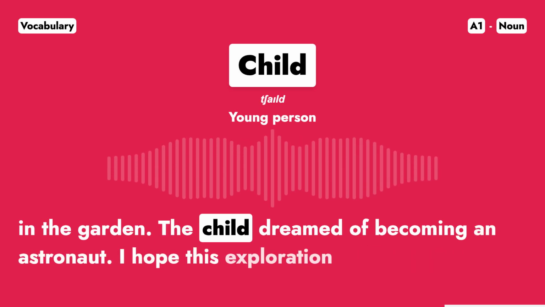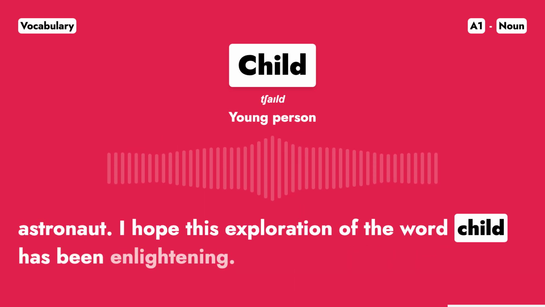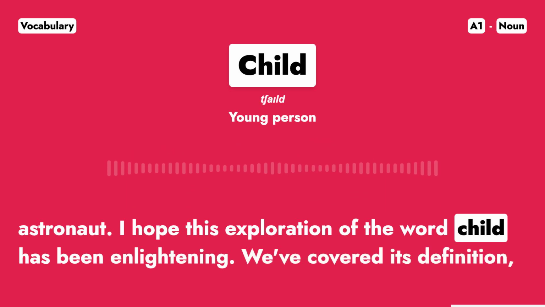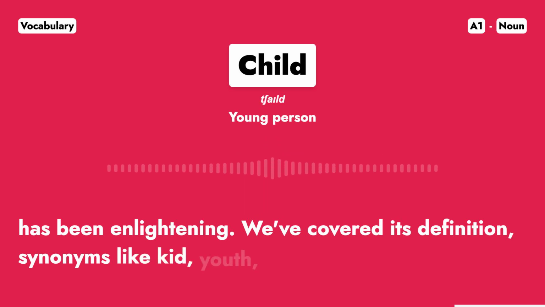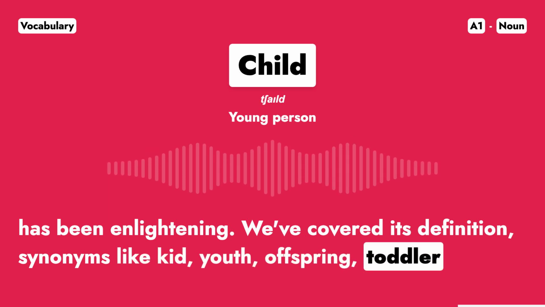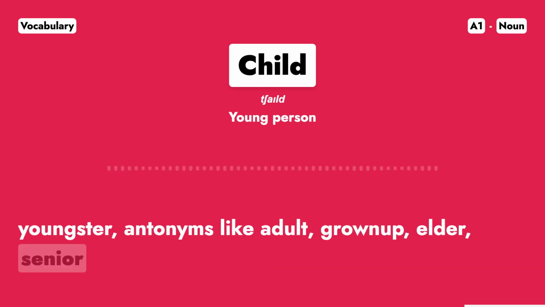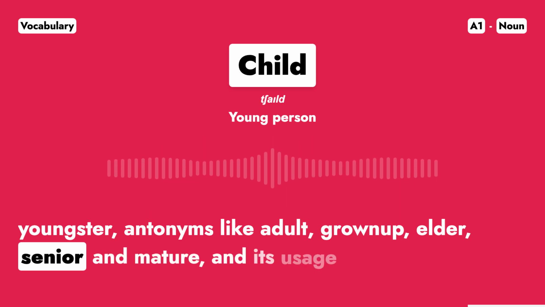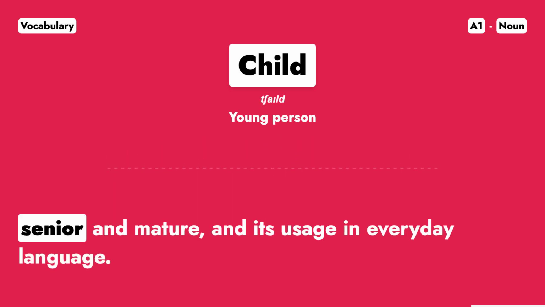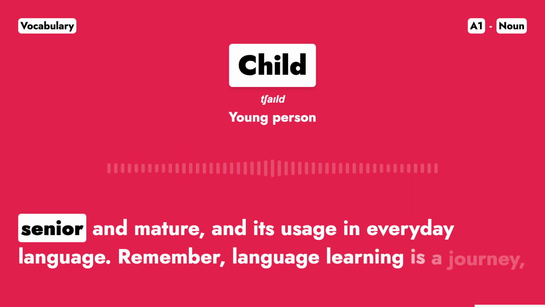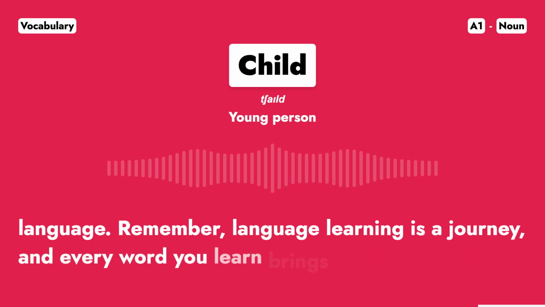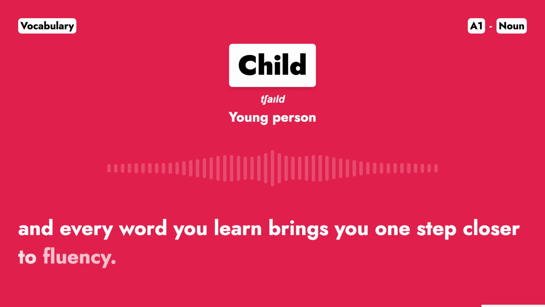I hope this exploration of the word child has been enlightening. We've covered its definition, synonyms like kid, youth, offspring, toddler, and youngster, antonyms like adult, grown-up, elder, senior, and mature, and its usage in everyday language. Remember, language learning is a journey, and every word you learn brings you one step closer to fluency.